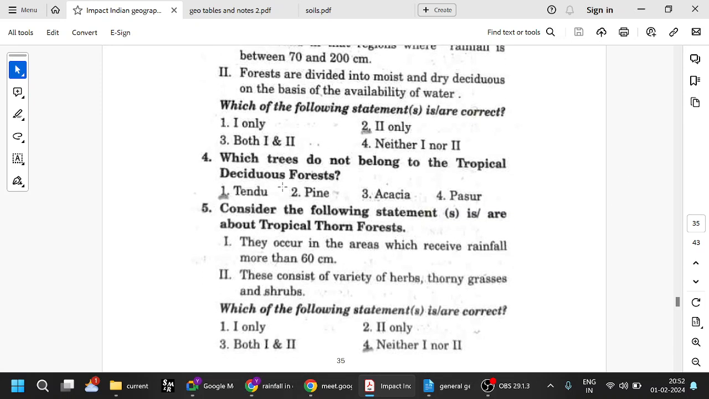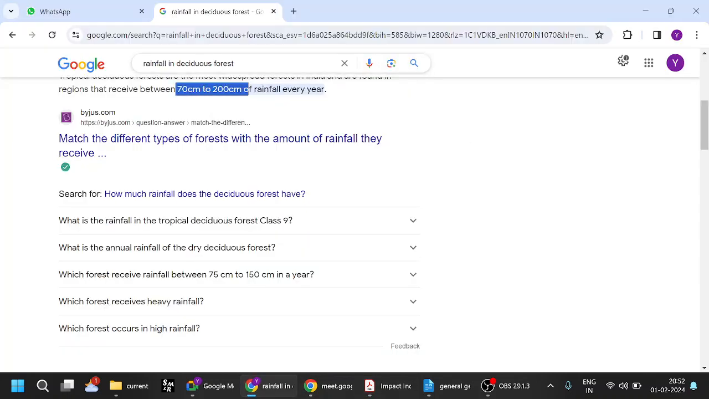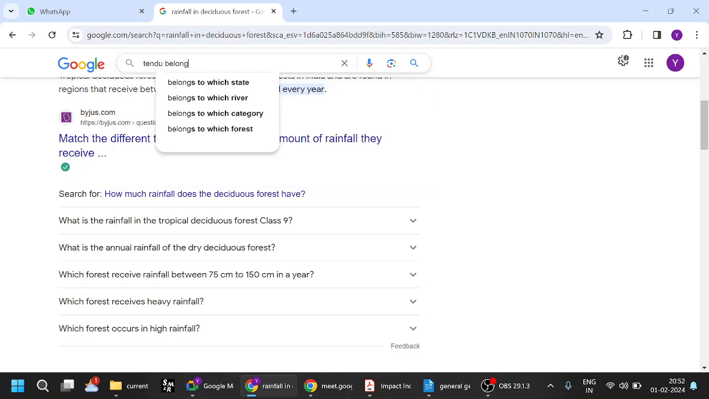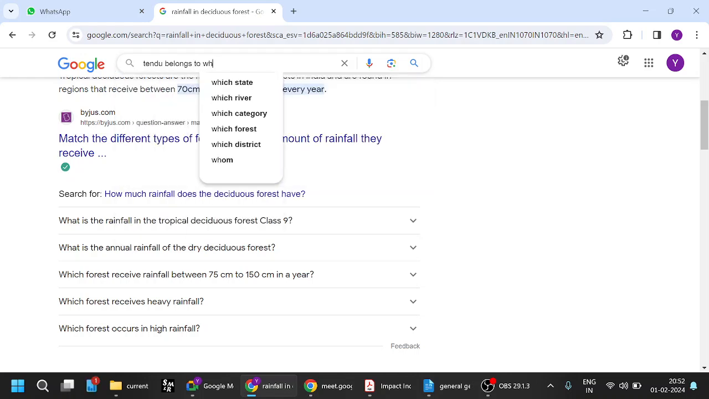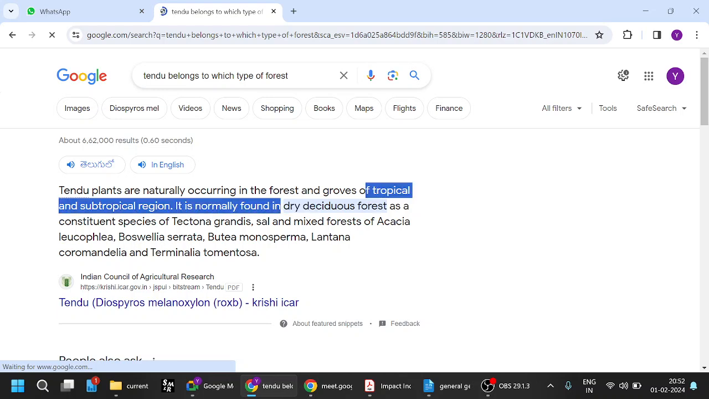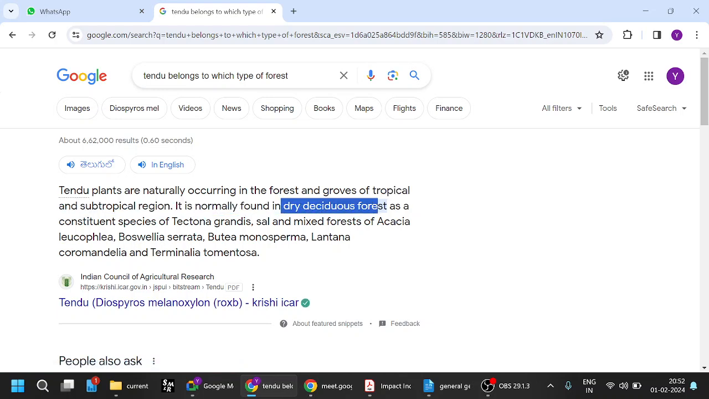Which trees do not belong to the tropical deciduous forests? We have seen some examples of deciduous: oak, birch, etc. Tendu leaves are similar to betel leaves. Let us see which type of forest tendu belongs to. Tendu plants are mostly dry deciduous. They grow in tropical and subtropical regions, normally found in dry deciduous forest.